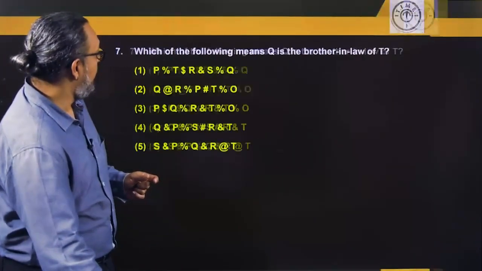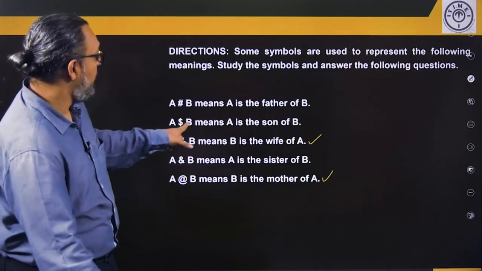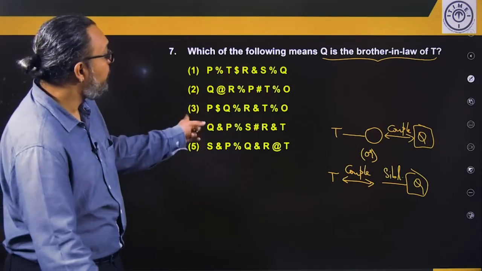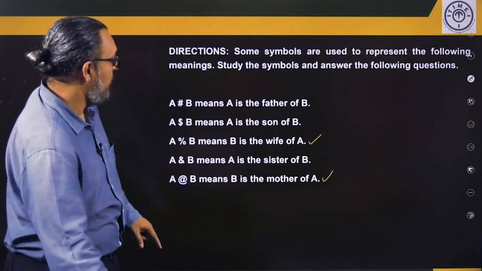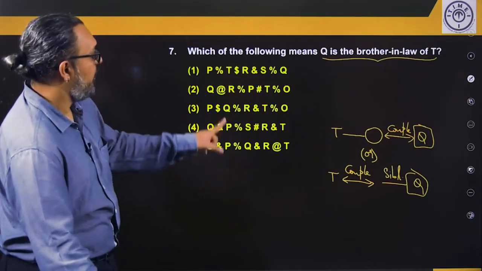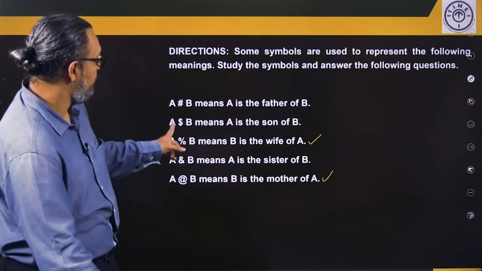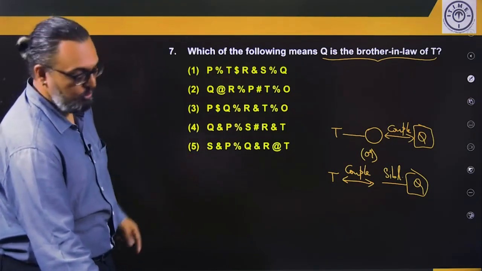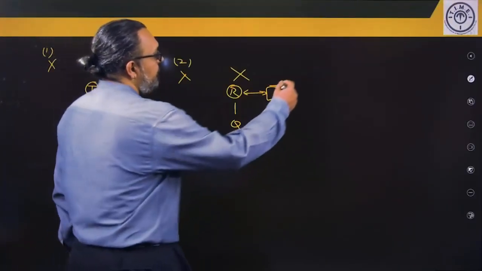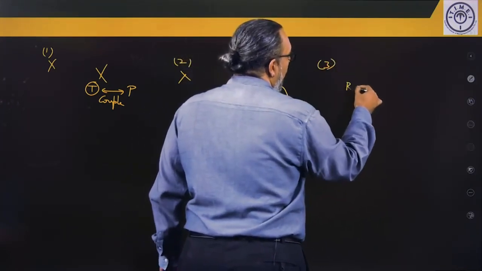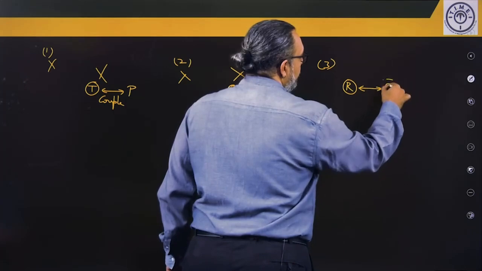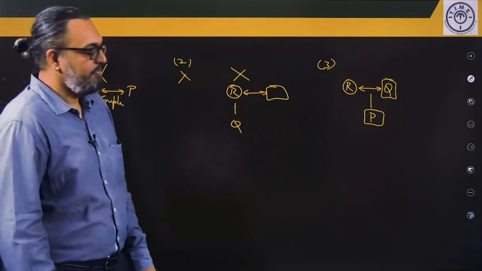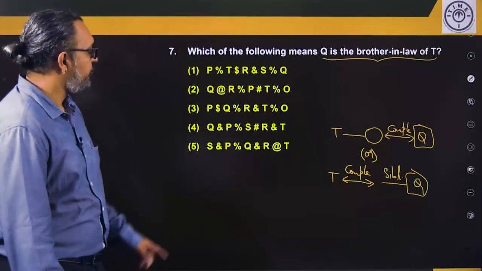Okay. Then the third one, $Q. What does dollar mean? A is the son of B, $B. Correct? So, here $Q, P is the son of Q. But then we have Q percentage R. What is percentage? B is the wife of A. Okay. Q there I can identify as a male. So, first we take dollar, that is son. So, P is a son of Q and R is a wife of Q. Okay. The third option. So, we have R is a wife of Q and P is a son of Q. Correct? Right. Then what further we have?